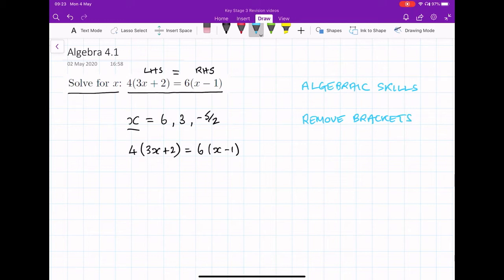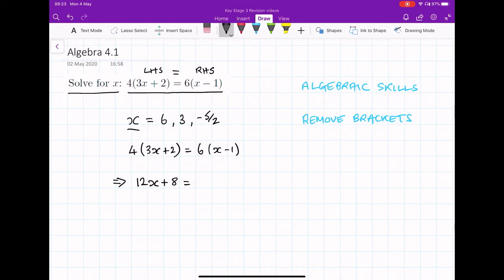So to remove the brackets, we have to expand out that expression. So 4 brackets 3x plus 2 close brackets means multiply everything inside the brackets by 4. So let's do just that. 4 times 3x is 12x. And I'm going to put a go-to sign here to show that this is my next step. 12x. 4 times 2 is 8, plus 8, and that equals, and let's expand the bracket on the right-hand side.